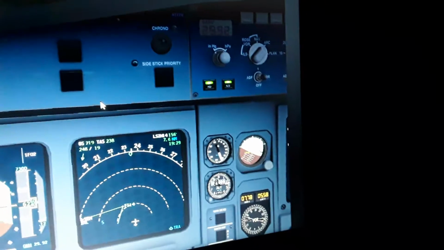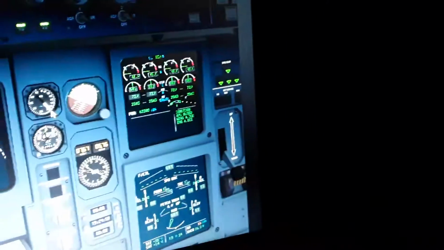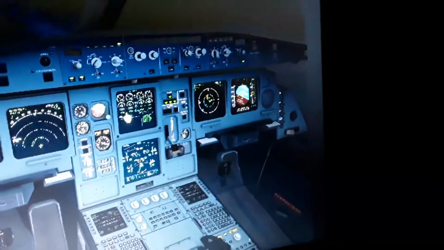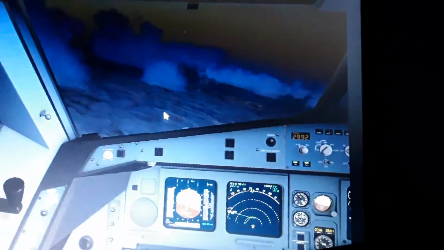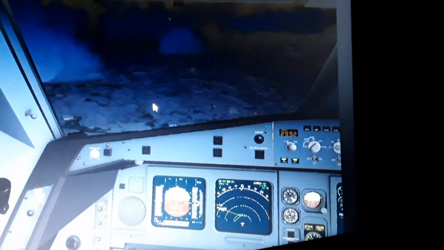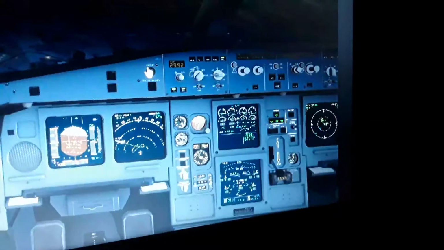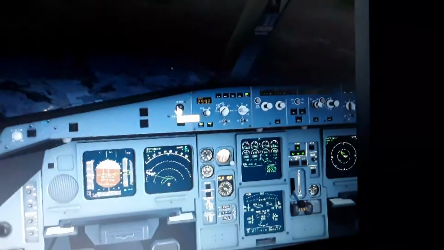I'm gonna start using flaps. Maybe a little bit more speed. Try to align with the runway. Yeah, we need flaps. We're in a good position right now, so we have only 5 minutes to go for landing.